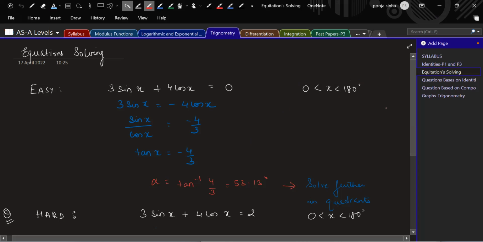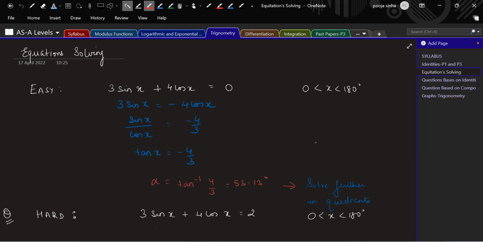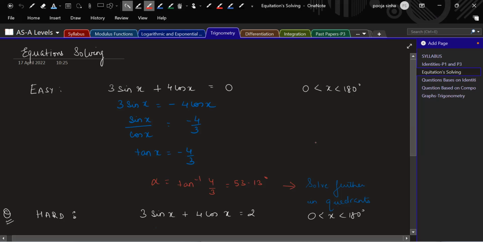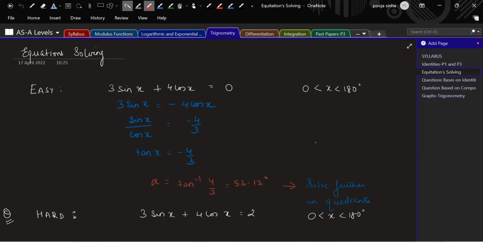And the domain is given only up till 180 degrees. So will you go beyond into the third quadrant? No, you won't, right? So which quadrants, first and second only? Yeah. Perfect. So this is understood, right?